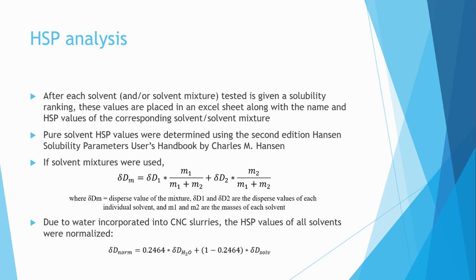If solvent mixtures were used, the combined HSP value for the mixture was determined as the sum of the products of the dispersive values and the mass ratio. This equation also applies to the polar and H bond values. Similarly, due to the water incorporated into the CNC slurries, this created solvent mixtures of water and solvent. So using the equation above, the mass ratio of H2O was determined to be 0.2464, and the equation on the bottom was used to calculate the normalized dispersive, polar, and H bond values for this slurry and solvent mixture.